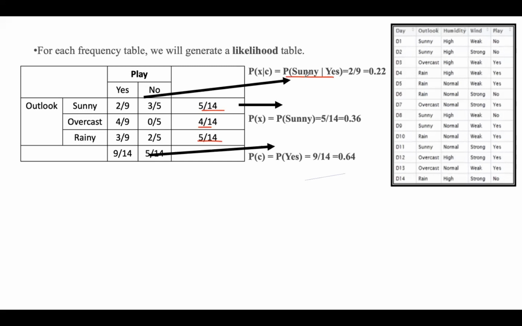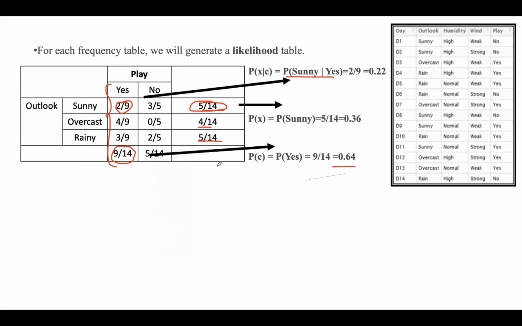For that, sunny given yes is this value, that is 2 by 9. Next, take P of x, that is P of sunny. P of sunny means this row wise sum value, which gives you 5 by 14. Next, P of C, P of yes. So you need to take this value, 9 by 14. So that gives you 0.64.